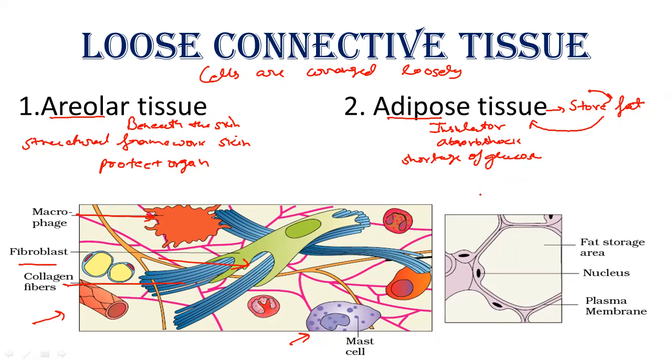And if we see the diagram of this adipose tissue, this is the fat storage area and this is the nucleus. So the structure is like this. Adipose cells are like this. This one is the fat and this is the nucleus. Both these tissues are found beneath the skin. So this is your skin, this is the epidermis, this is the dermis, and here the subcutaneous layer where areolar and adipose are both found. Done.